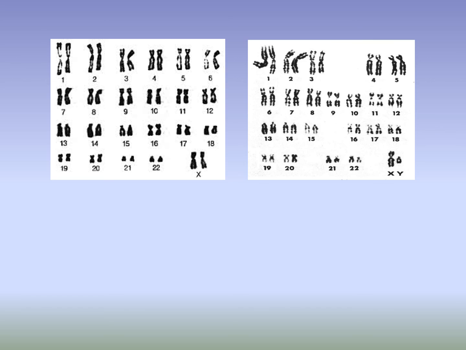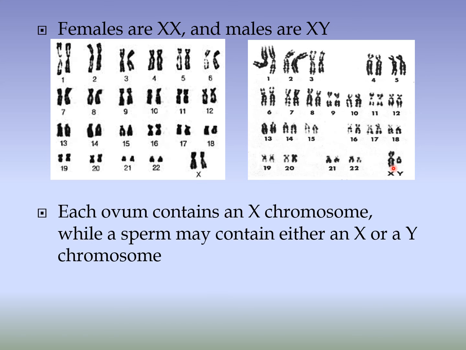Now, here's a couple karyotypes. So we can see this is a karyotype from a female that has two X chromosomes, and a male, where one X and one Y is present. Now, again, it's important to remember that females have two X chromosomes, males have one X and one Y. Now, what this means is that each ovum or egg contains an X chromosome. And then the sperm contain either an X or a Y.